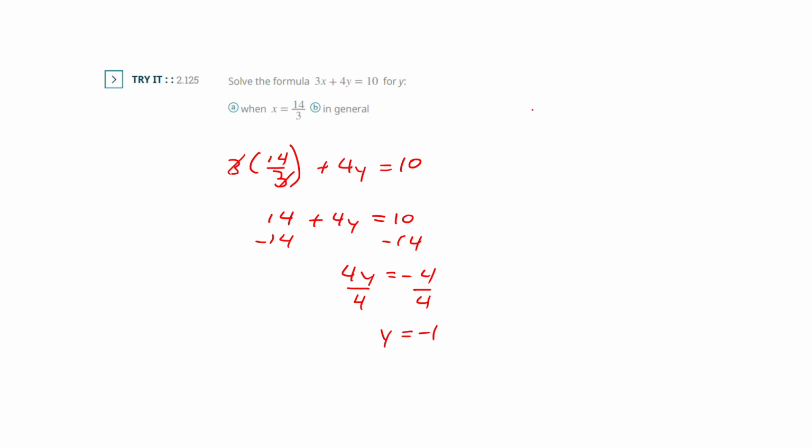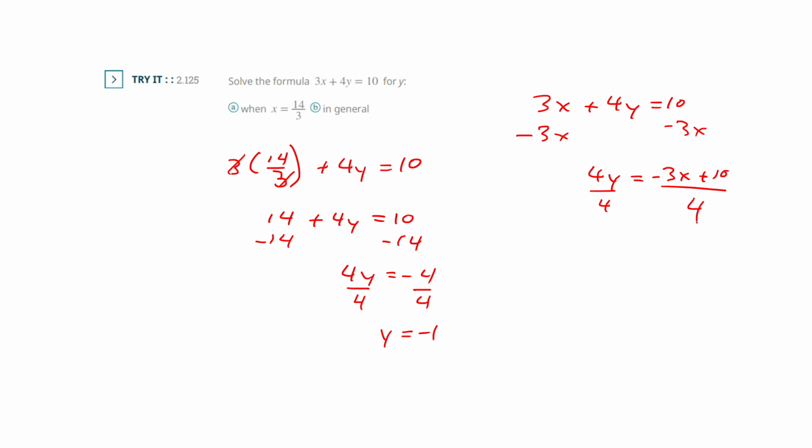Okay, in general, let's do it again here. 3x plus 4y equals 10. Everybody else is going to be treated like a number, so this would be just one big number. He would be what we got rid of first by subtracting him. So we've got 4y is negative 3x plus 10. They don't really combine.